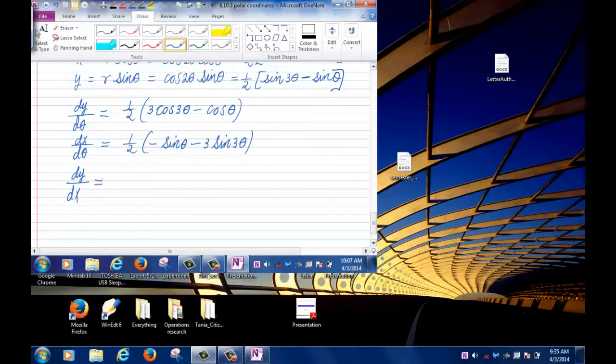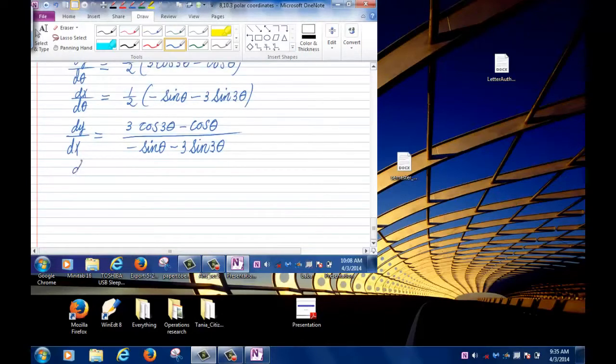And then dy dx would be the ratio of the two. So the half cancels out. I get 3 cosine 3 theta minus cosine theta over negative sine theta minus 3 sine 3 theta. Everybody's okay with that? We're taking the ratio of the two, and now we want to know the slope at theta equals pi over 6.